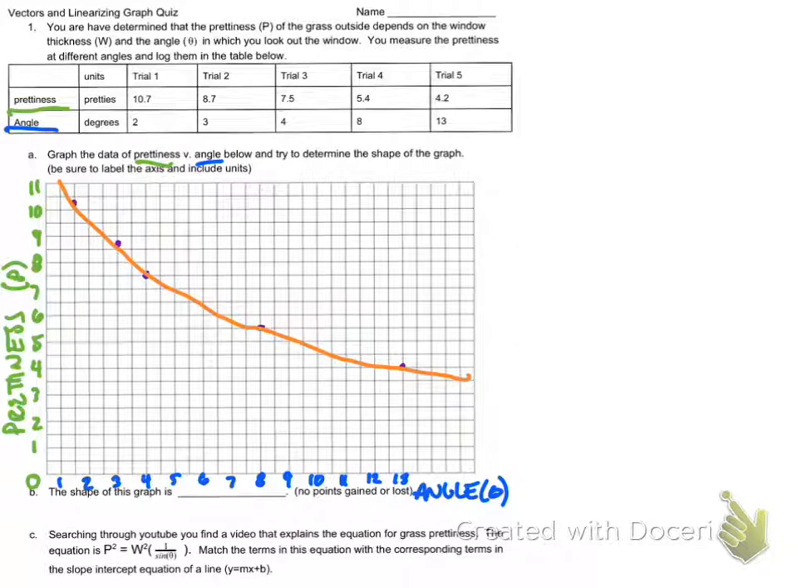And if we try to determine this type of graph, it looks like it might be an inverse graph or maybe a 1 over x graph. We're not really sure. The best way is to try to match up the equations. So let's take a look at that.